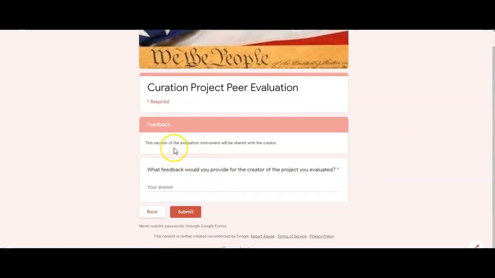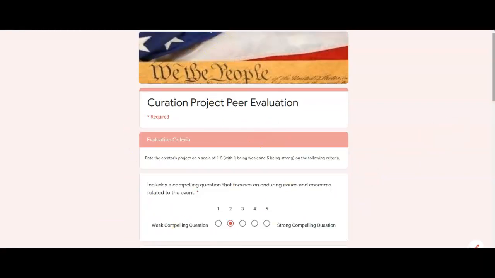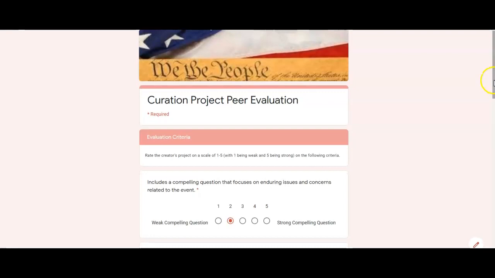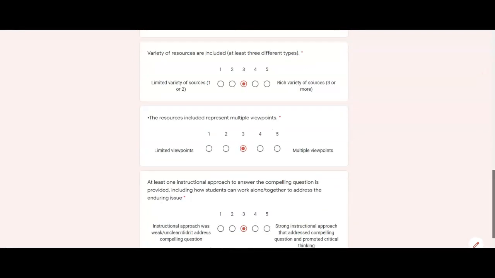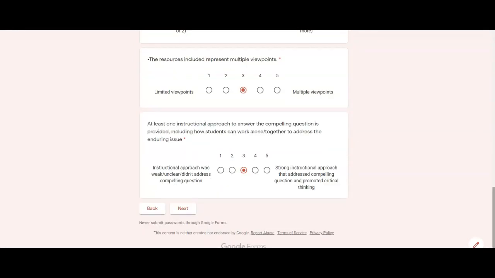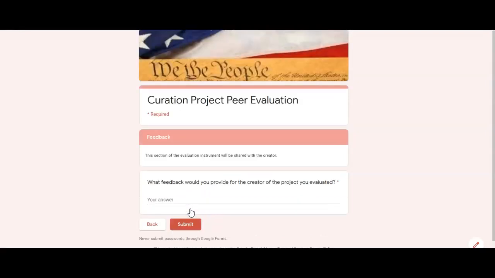This is feedback. None of the scores will be shared with the creator. They won't know what scores you give them. This is more for your benefit to get used to evaluating sources. I will be grading them on that criteria and will be sharing my evaluation with them.